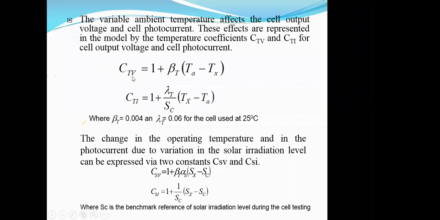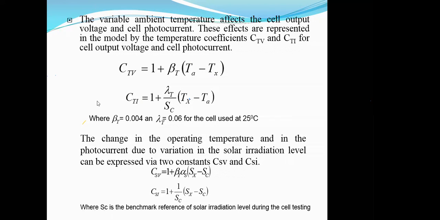So this CTV is basically the change in voltage due to change in temperature, and we have just used this equation. Then CTI is the change in current due to change in temperature. So the effect of change in temperature on both the voltage equation and the current equation has been considered by CTV and CTI. Similarly, CSV is the change in voltage due to change in solar insolation, and CSI is the change in current due to change in solar insolation.